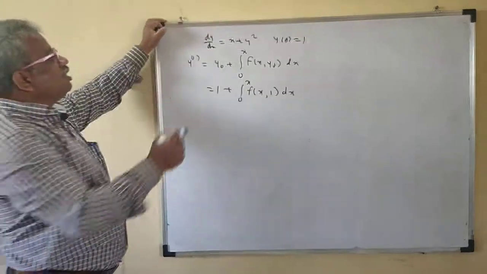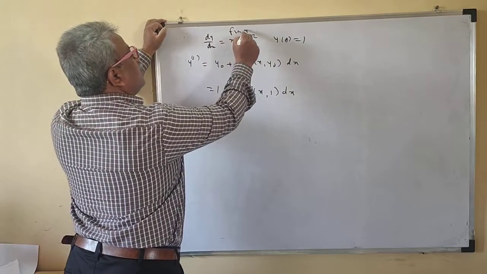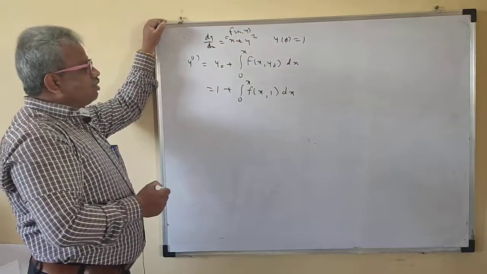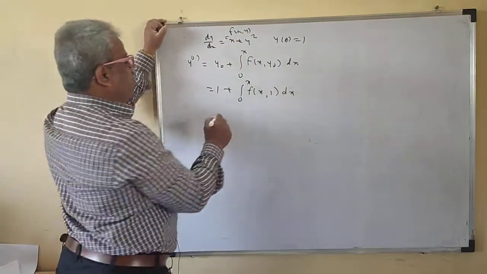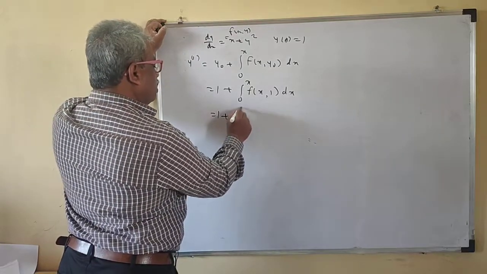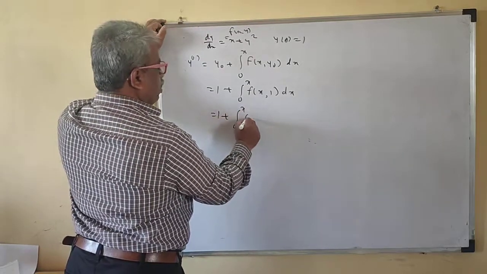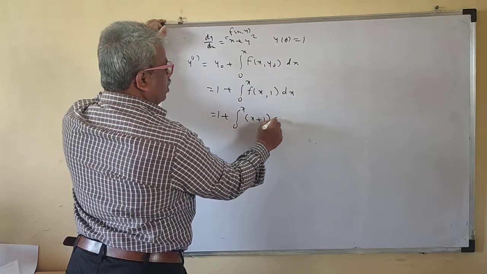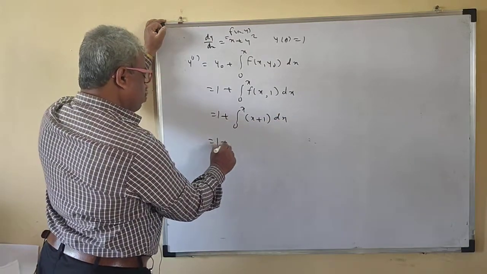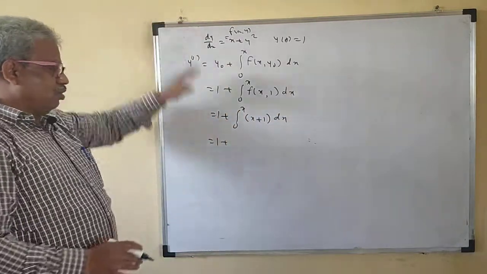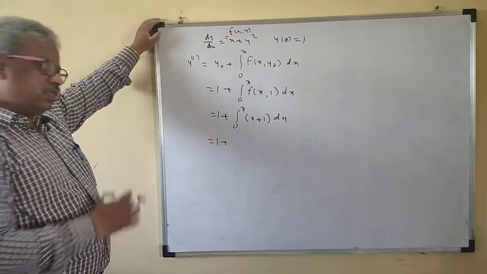So this is your f of x y, which is x plus y square. Put y is equal to 1 there. This will be 1 plus integral from 0 to x of (x plus 1) dx. Now we'll integrate this. Just you have to integrate this. Okay. Don't consider the limits 0 to x for now. Just directly integrate.